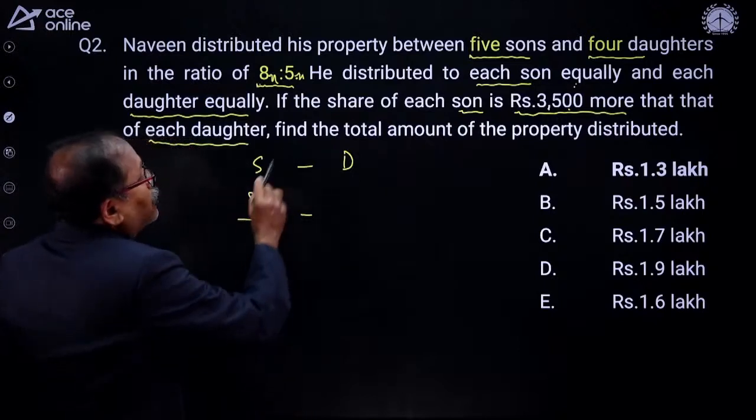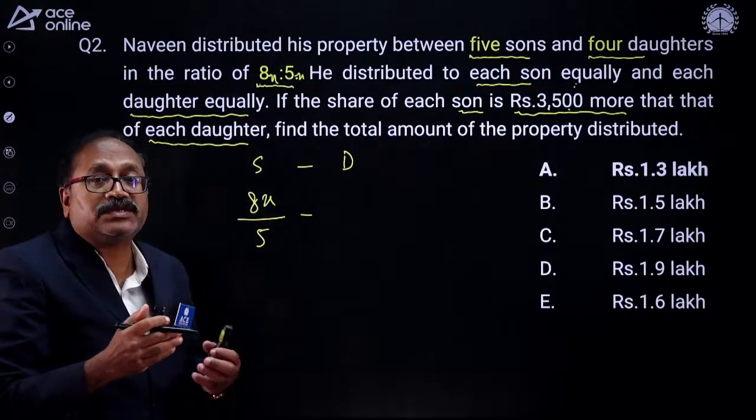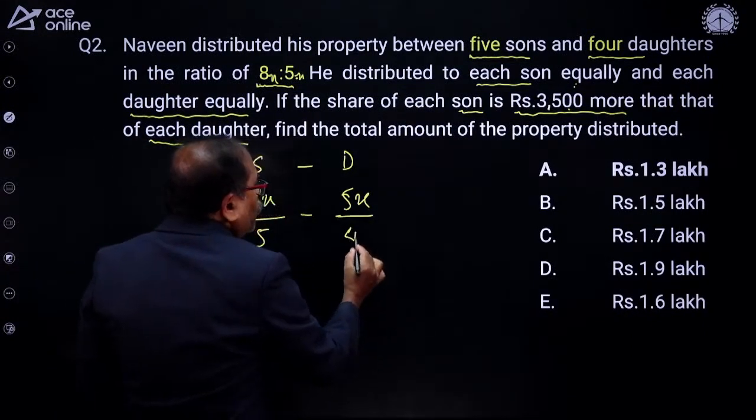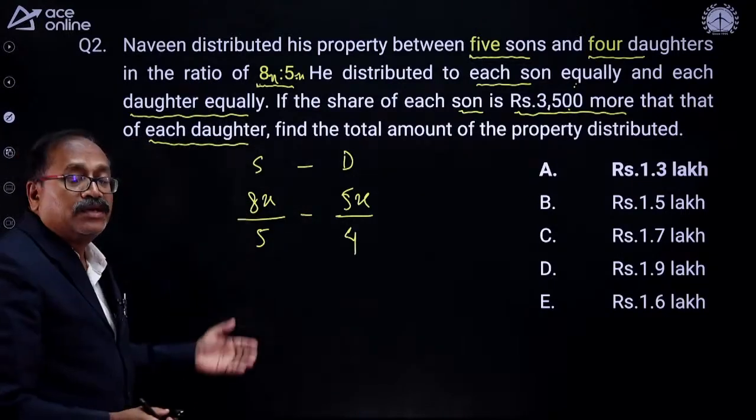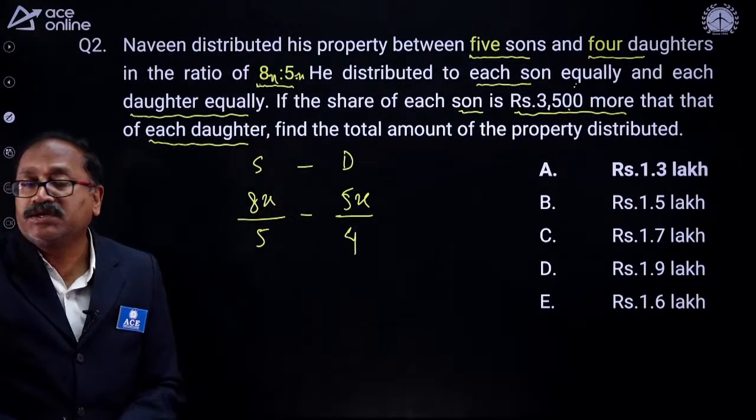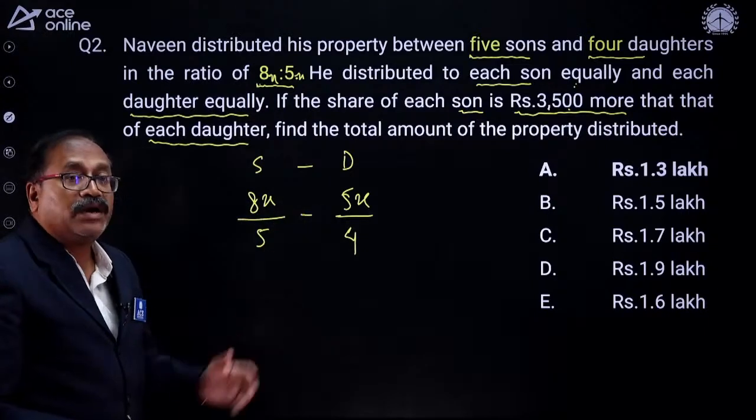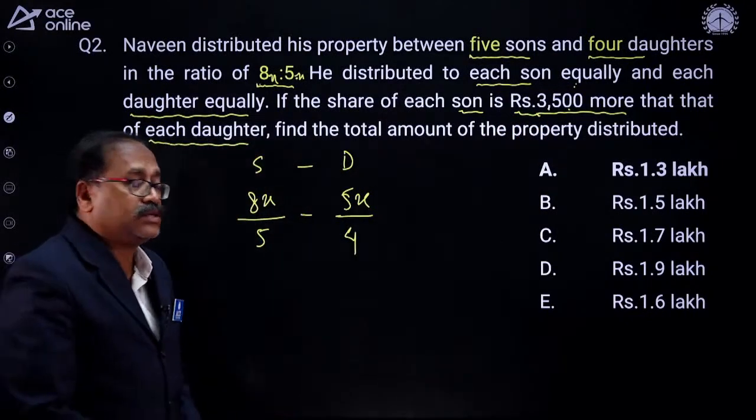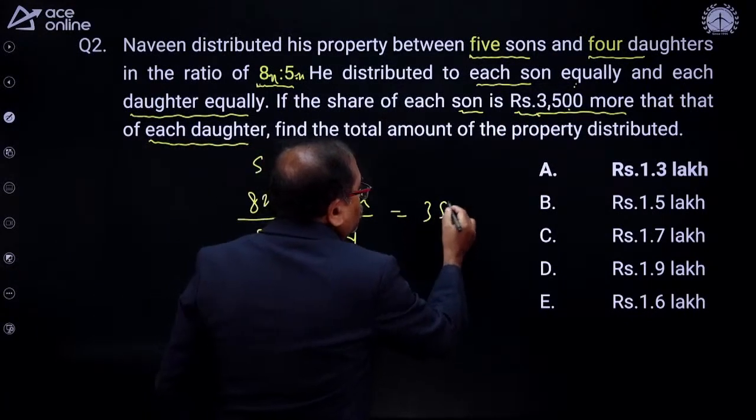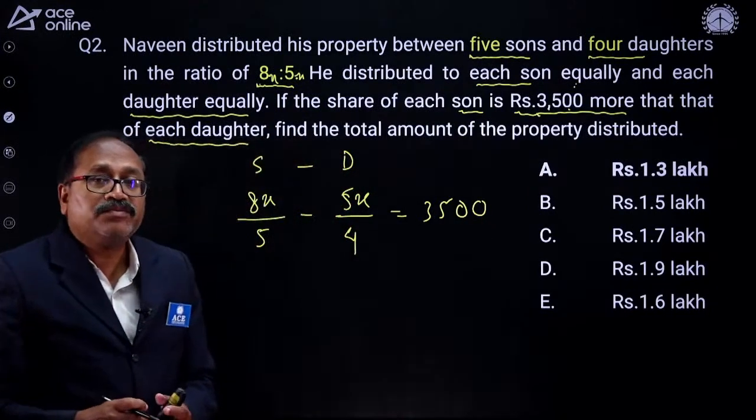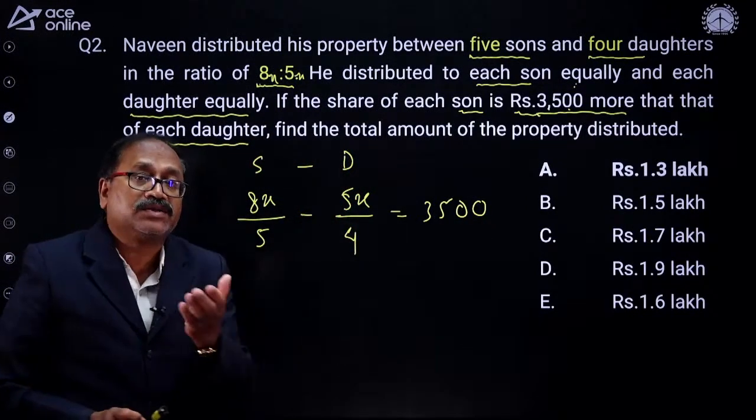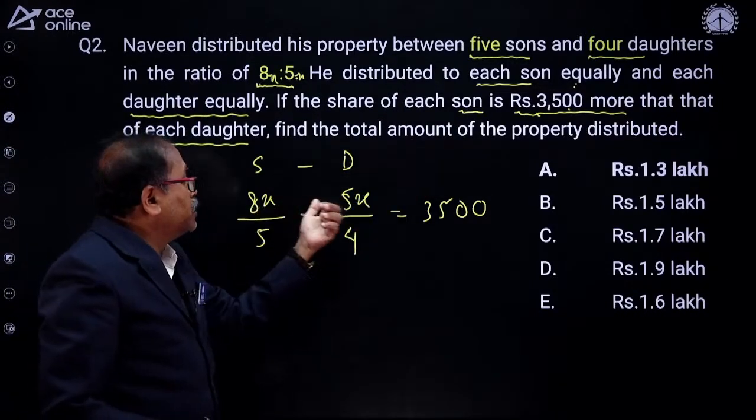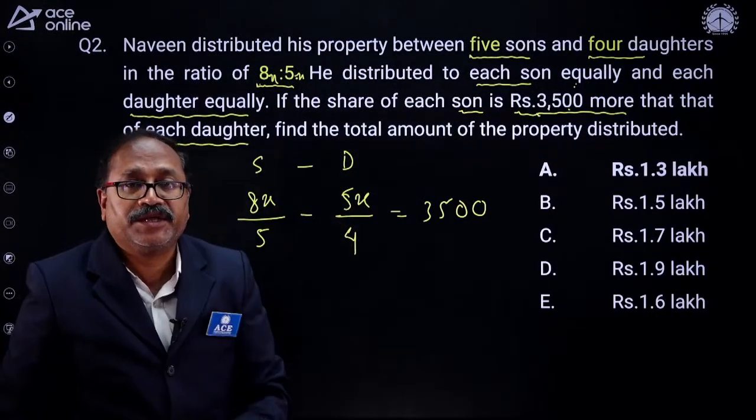How about each daughter? The 4 daughters got 5x rupees equally, that is 5x divided by 4. This is the money of each daughter. So son minus daughter: each son gets 3,500 more, which is equal to 3,500. By solving the equation I will get the x value, and you are asked to find the total money distributed. The total money is 8x plus 5x, which is 13x.